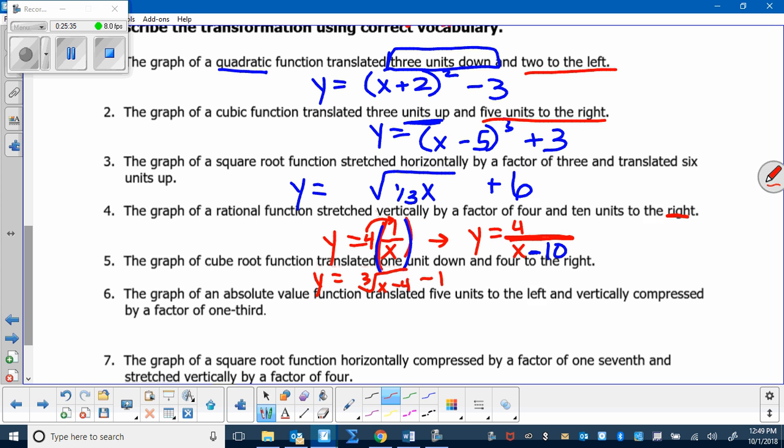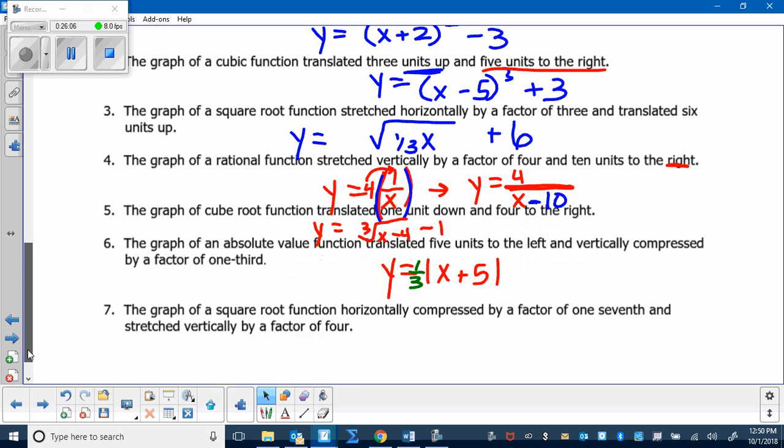The graph of an absolute value function. So y equals absolute value of x, and I'll leave some space. Translated 5 units left. Left is usually negative, change to positive. And vertically compressed by a factor of 1/3. Guys, vertical is exactly what you think it is. Nothing is opposite with vertical. So because it's vertically compressed by a factor of 1/3, you just put a 1/3 outside because it says vertical. It has to be outside of your absolute value, or your parentheses if you have parentheses.